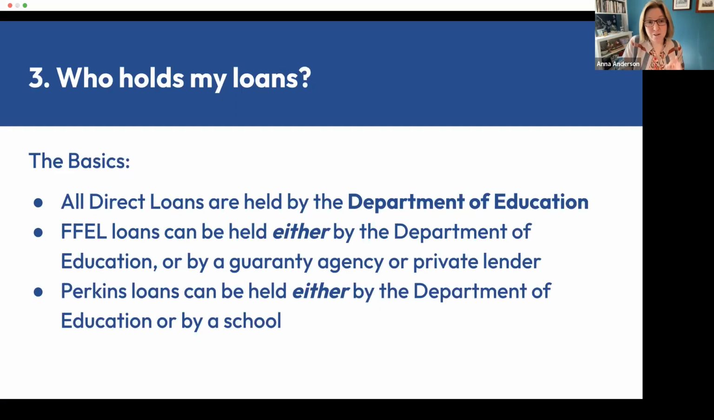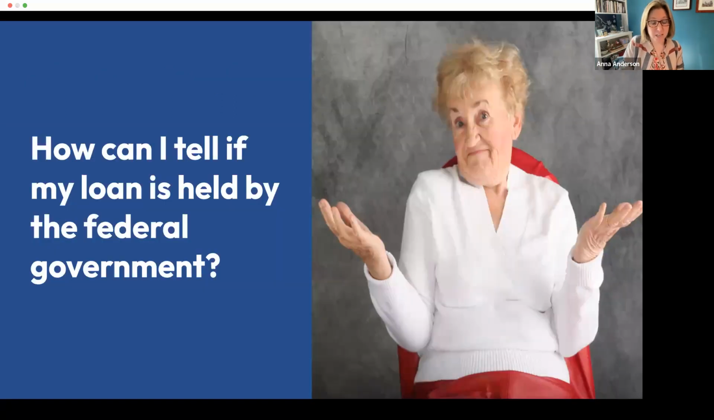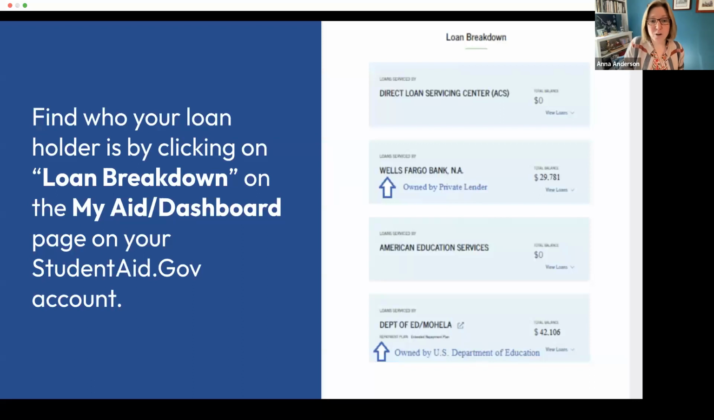So if you want to figure out if your loan is held by the Department of Education or some other entity, really, we're going to go back to studentaid.gov. And so if you go on your loan holder page, the loan breakdown, this is by clicking on the My Aid /dashboard and going onto the loan breakdown page, as Kira just explained a few slides ago. Here you will once again see this loan breakdown here that includes a list of all of the federal student loans you have. And through this list, you'll actually see in these little boxes that the loans are serviced by, and then you'll see different company names.